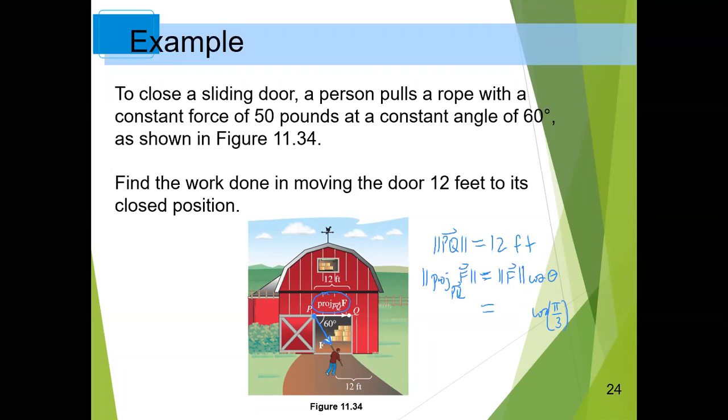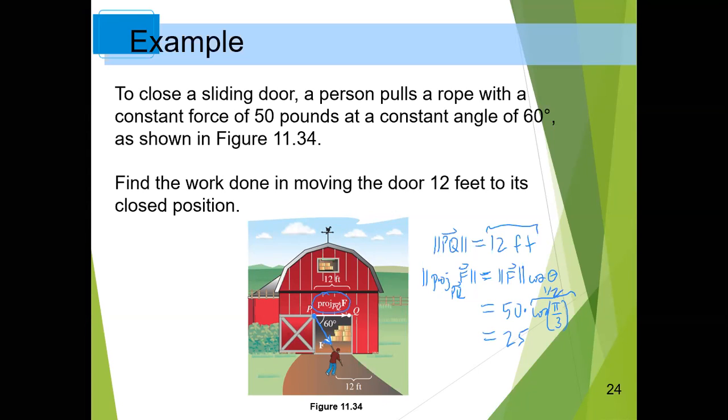What is the length of F? 50 pounds. That's interesting because this 12 right here was in feet. And I'm about to express the length of F in pounds. But is that okay? Yes, those are units of force. Work is foot pounds. So this is going to be 50 times this. What is cosine of pi over 3, basically? It's a half. So this guy right here is 1/2, and I get 25.